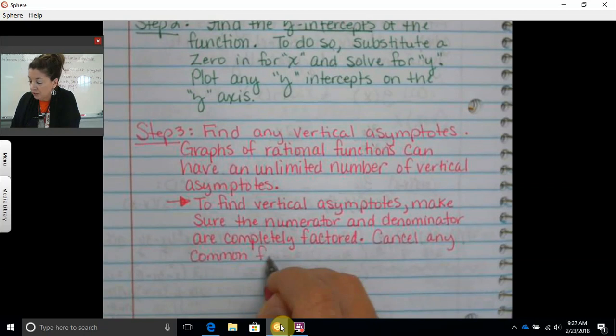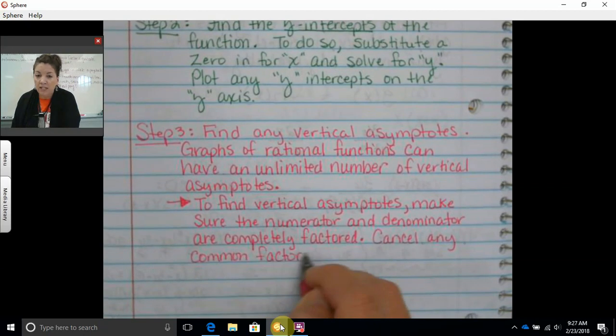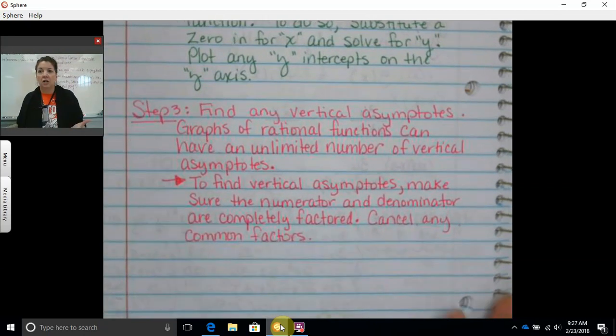So when we were solving rational equations, we didn't have to factor the numerator, only the denominator, right? And then we would multiply every term by the least common denominator and cancel the like factors. But when you're graphing, you have to factor the numerator and the denominator. And then if you want to know where your vertical asymptotes are, then you cancel out any common factors. All right?